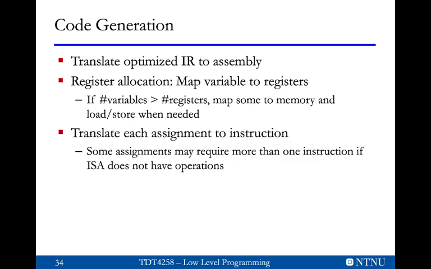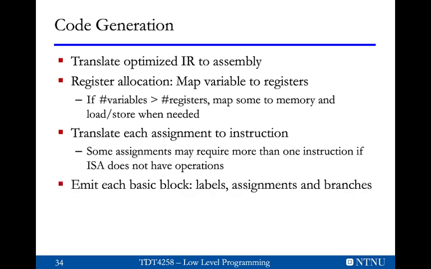Essentially, what we have to do is we have to translate each assignment to an instruction. Depending on the instruction set architecture, some assignments may require more than one instruction. So, for example, some instruction set architectures don't have assignments for directly moving a large 32-bit constant into a register just because there's not enough encoding space in your instruction bits. So you have to split it up in 2 or more instructions.